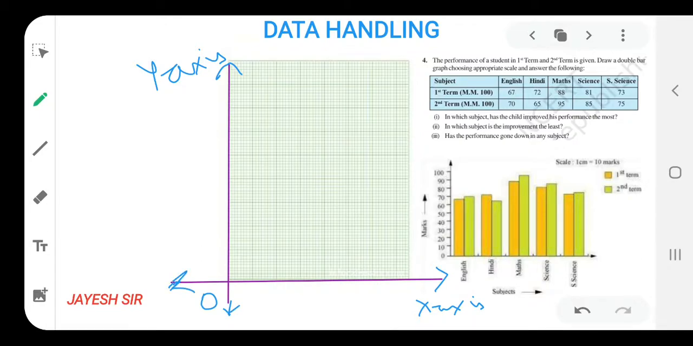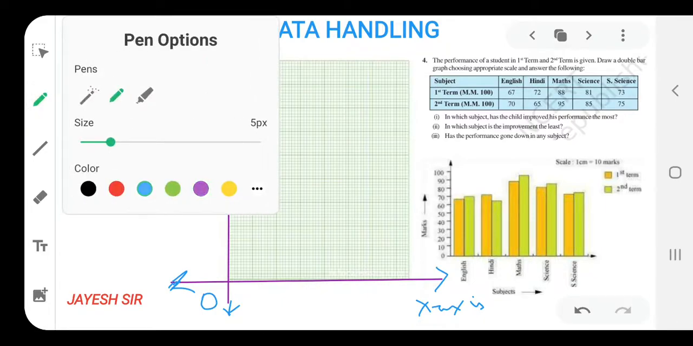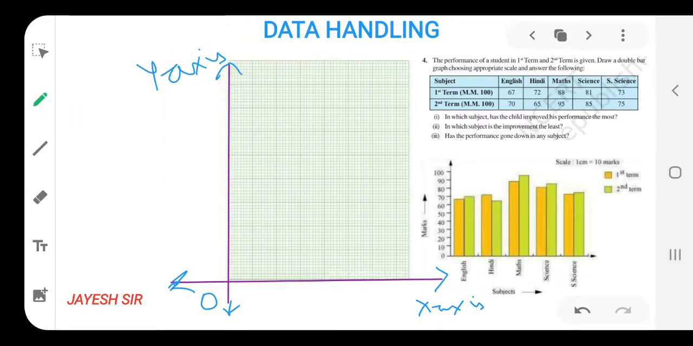Now afterwards, what are we going to write, friends? We are going to write about the scale, over here on the topmost side. What would be the scale? 1 centimeter equals 10 marks. That should be the scale we can take. I hope you all might be getting it, friends. So on the top right side of the bar graph, we can write the scale also. The scale is written over here, you can see.